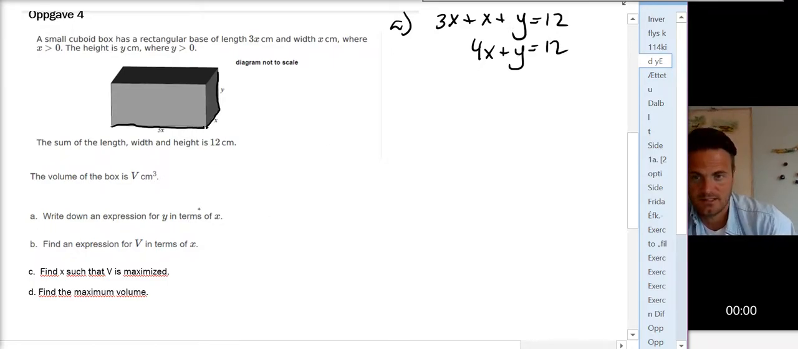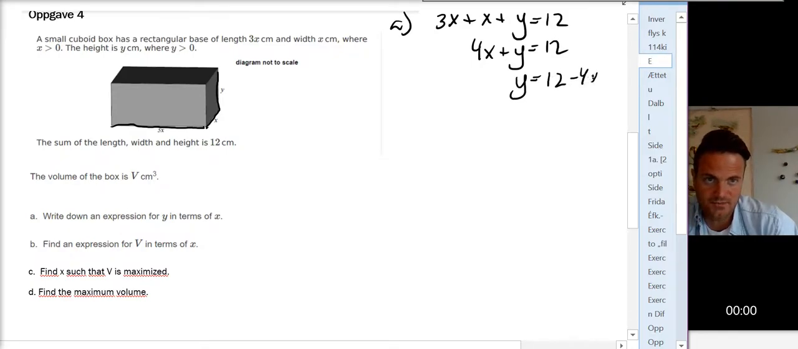And it says write down an expression for y in terms of x. This means that we should find an expression for y. We need to isolate y here, so y is just move over: 12 minus 4x. So that's exercise A.